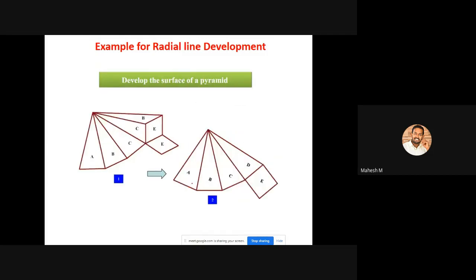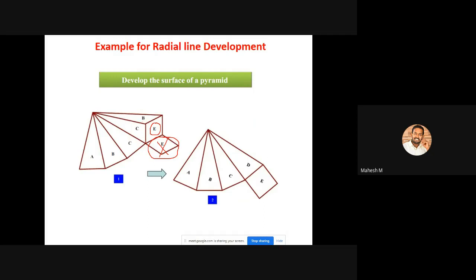Okay, so this is an example of radial line development. So what is the solid? Actually, it is a square pyramid. So look at the bottom surface, it is E. Please don't consider this. This is given for your assumption. So this one is the bottom surface. So it is a square.